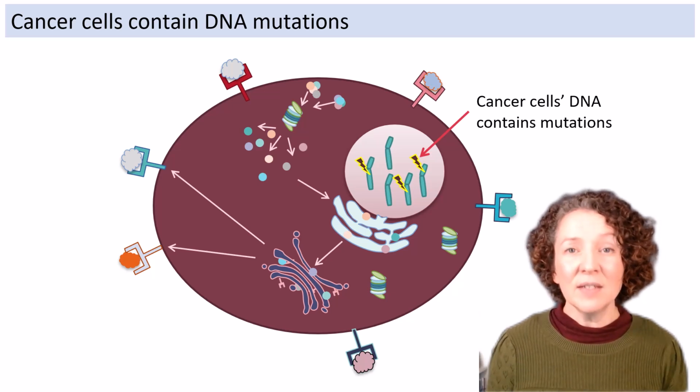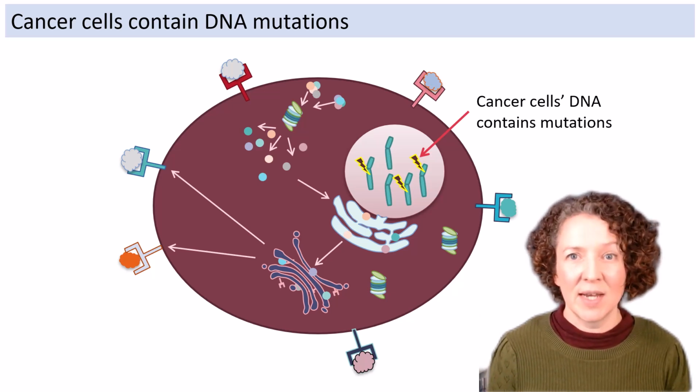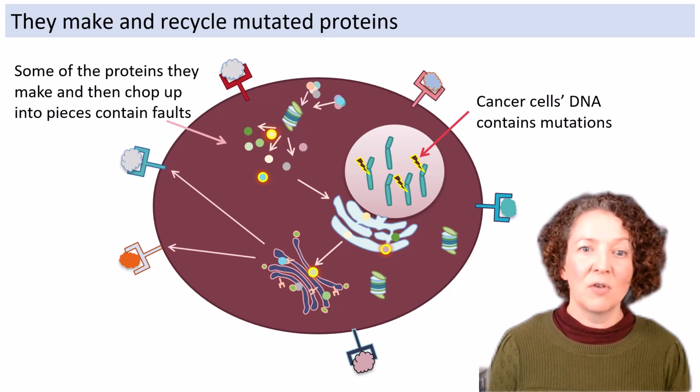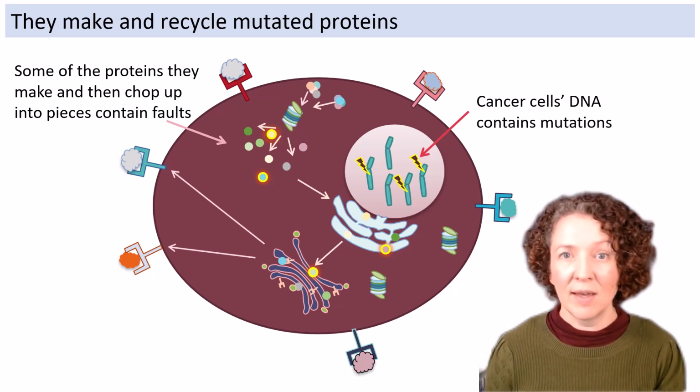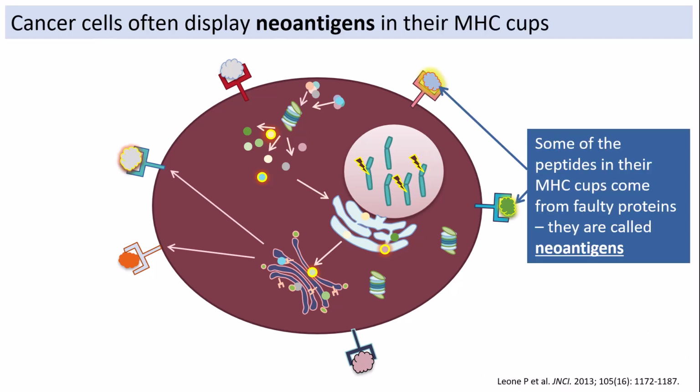If a cell is a cancer cell and it contains lots of mutations in its DNA, it's going to be making lots of mutated proteins. Those mutated proteins are going to get recycled, like the healthy proteins, and hopefully what happens is little protein fragments, peptides from faulty proteins, end up displayed inside those MHC cups on the cell surface for passing white blood cells to spot. If one of these little peptides is from the mutated part of a protein and it's weird and abnormal and likely to be spotted by the immune system, we call it a neoantigen.